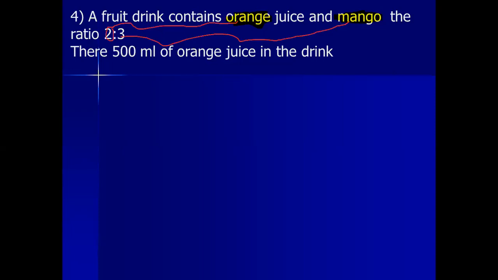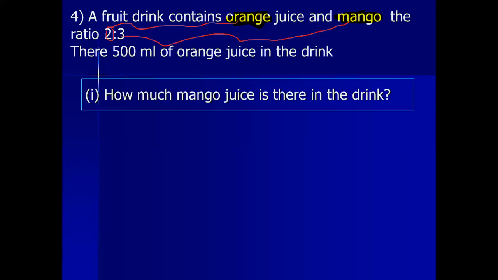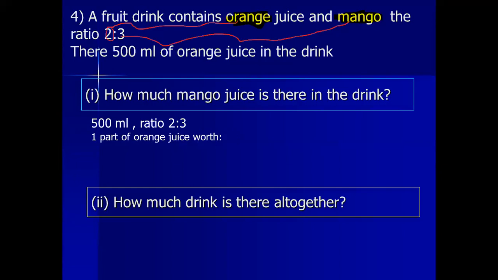If I ask you about the amount of mango, what will you do? How many parts are there for mango? 3. Right. And one part is 250. To find mango, you will multiply 250 by 3. Is it right? Yes. Good. So how much mango juice is there in the drink? 750. Yes, 250 times 3 gives 750. Right, that's it. Look at part A, I think you can see the shared screen.